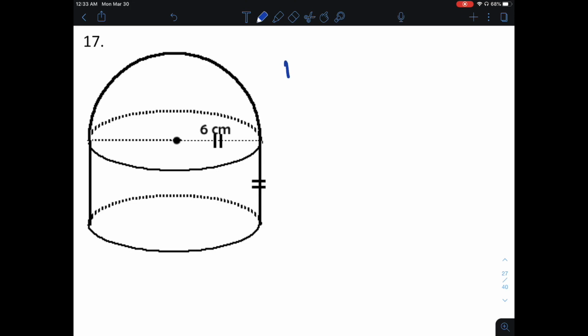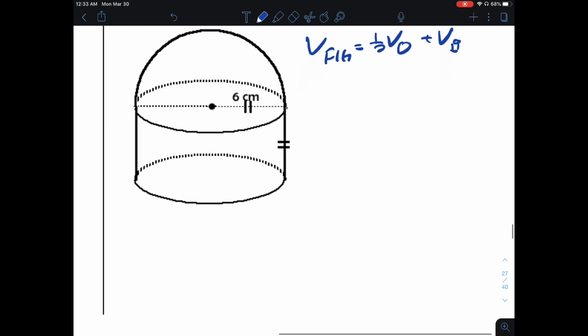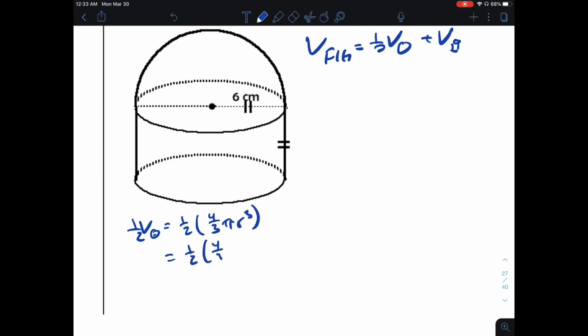To find the volume of this figure, we're going to have to take half the volume of a sphere and then add to that the volume of a cylinder. To find half the volume of a sphere, it's 1/2 times 4/3 times pi r cubed. R, in this case, is 6.